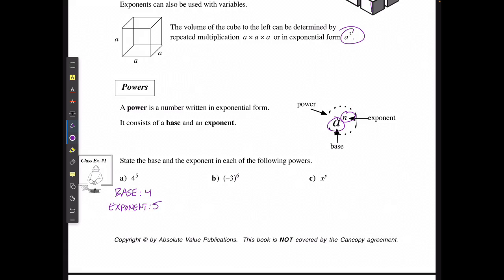is 5. Here, the base is negative 3 and the exponent is 6. And for the last one, I have a base of x and an exponent of y.